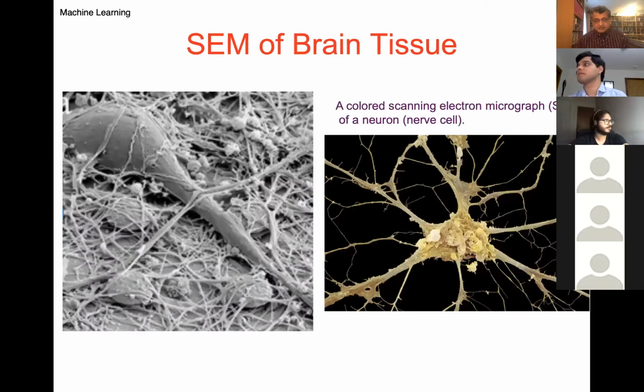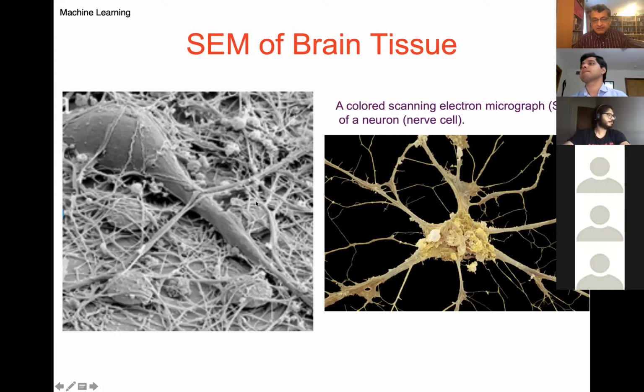Well, this is what the brain looks like when you put brain tissue under a scanning electron microscope. Wow, look at this here. What a web it is, huh? And basically, maybe this thing is the nucleus of the neuron here.